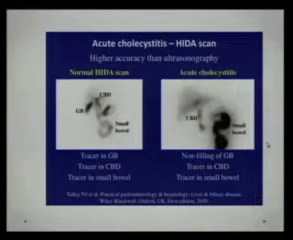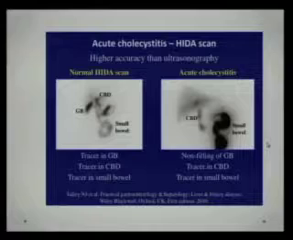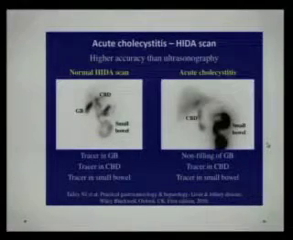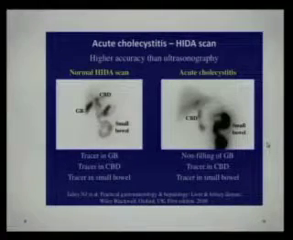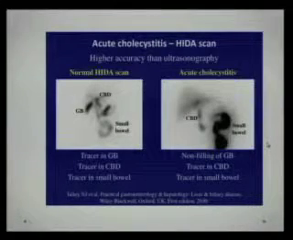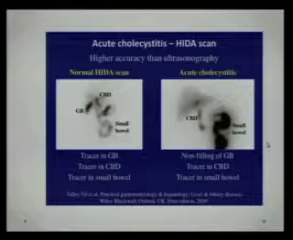All right, you've seen many of these HIDA scans. So what's a normal HIDA scan? We see that the CBD is opacified along with the gallbladder and the small bowel. There's radiotracer in the gallbladder, tracer in the common bile duct, and tracer in the small bowel. When you see this, there is no acute cholecystitis. But non-filling of the gallbladder, with tracer in the common bile duct and tracer in the small bowel, means that there is acute cholecystitis.